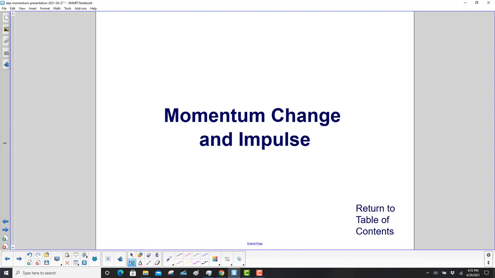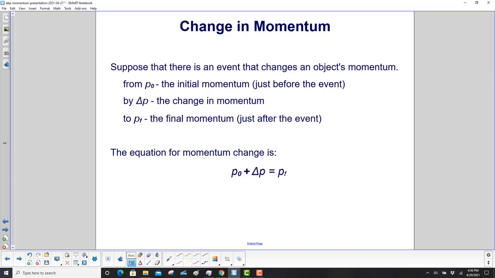Momentum change and impulse. Suppose that there is an event that changes an object's momentum from p0, the initial momentum just before the event, by delta p, which is our change in momentum, to p sub f, the final momentum just right after the event. The equation for momentum change would be p0 plus delta p is p final.